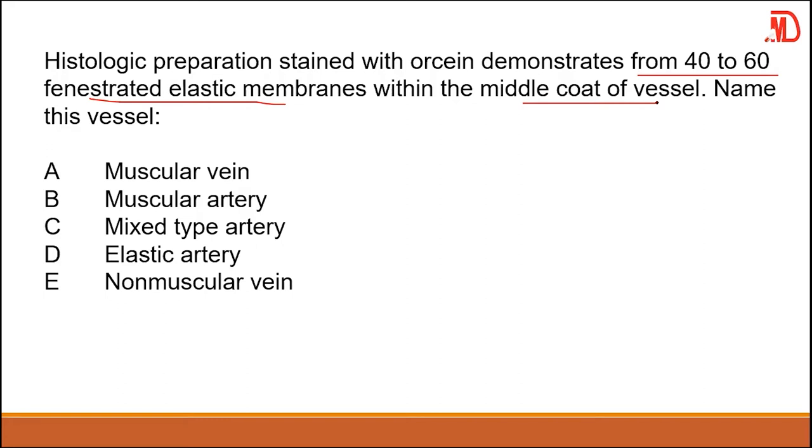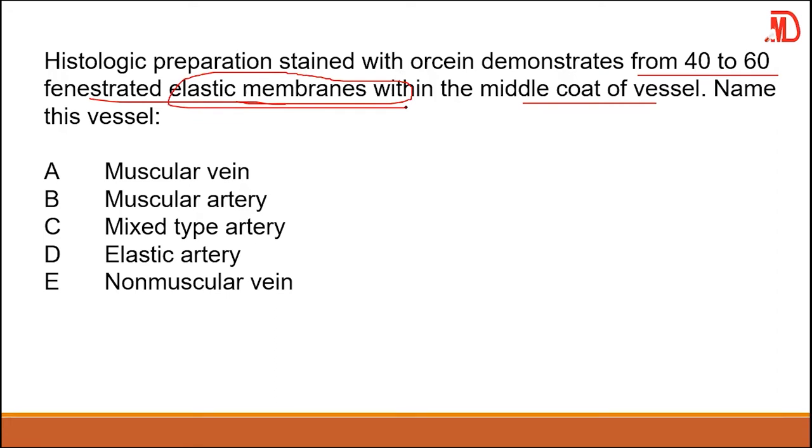Then you come to the outer layer. Is it made more of connective tissue or more of adventitious tissue? You have to look at all of these things to be able to classify the type of artery, or generally the type of vessel you are having. Now, over here, they are saying that there's a lot of elastic membranes. A lot of elastic membranes.